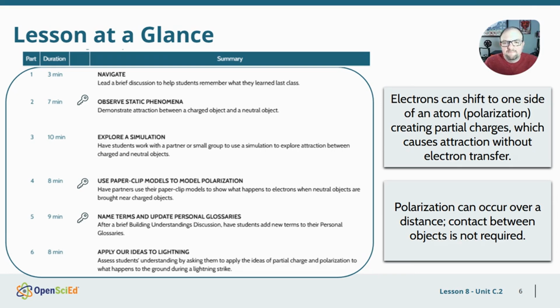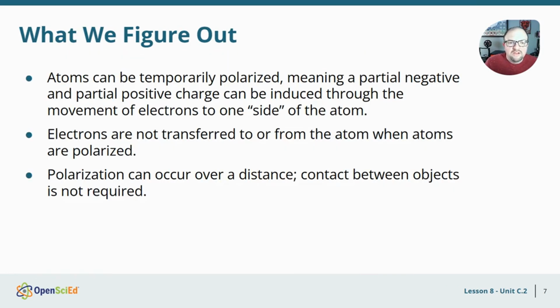We figured out that electrons in an atom are not rigid. They can be temporarily polarized. I really emphasize the definition here. A partial charge is induced simply by electrons moving to one side of an atom. It is crucial to reinforce the second point, that electrons are not transferred. They aren't jumping ship like they do in a conductor. They are just shifting within their boundaries.